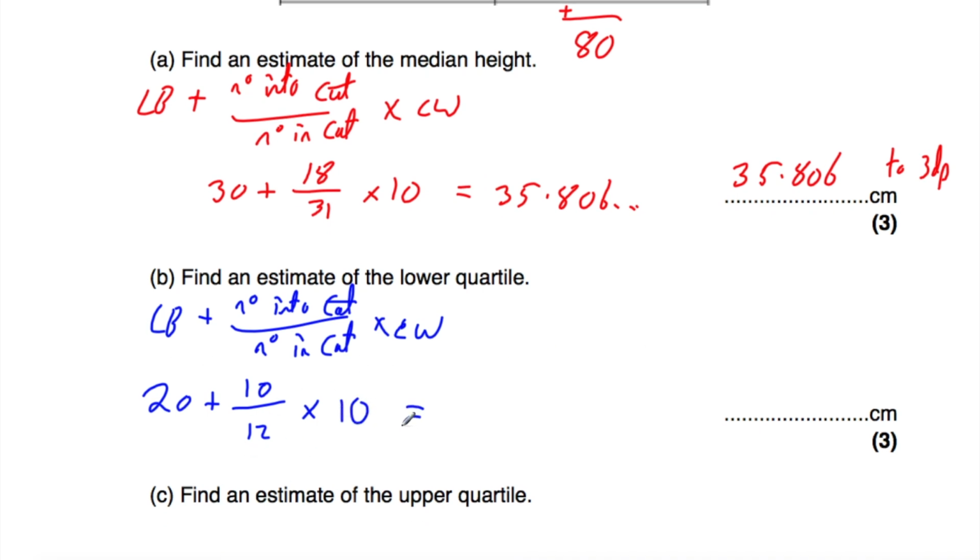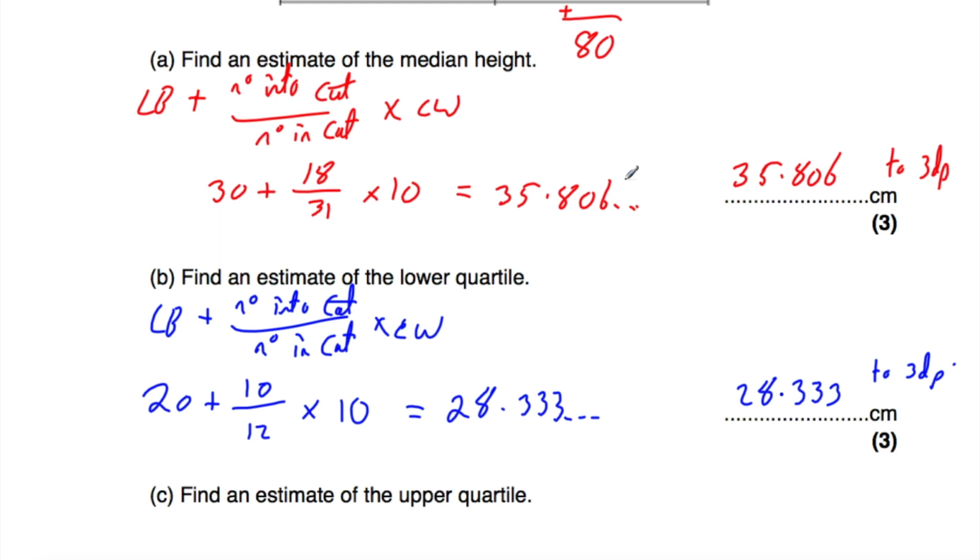So we're going to do 20 plus 10 twelfths multiplied by 10. And that gives us an answer of 28.333 and so on. Let's round this to 3 decimal places as well. So that's going to be 28.333 to 3 dp. And that's our estimate for the lower quartile. The only thing that's different in terms of finding an estimate of the lower quartile than the median is just finding the position. So rather than using n over 2, we're going to use n over 4.